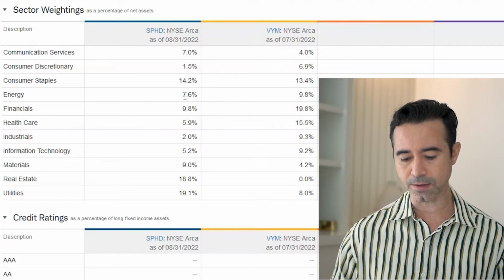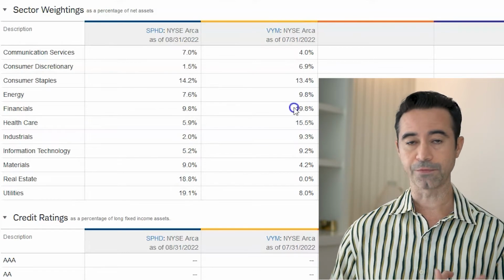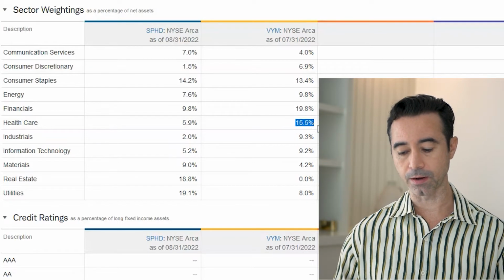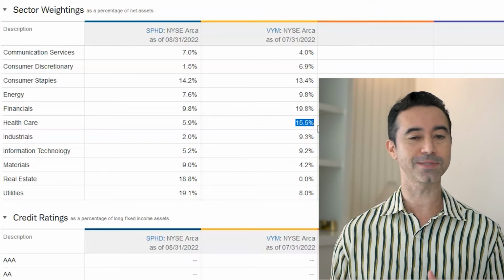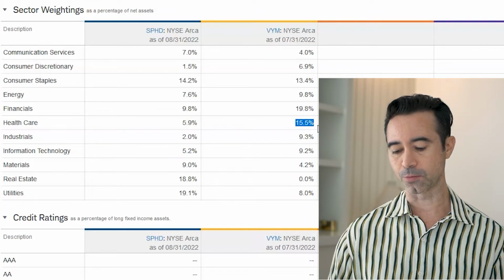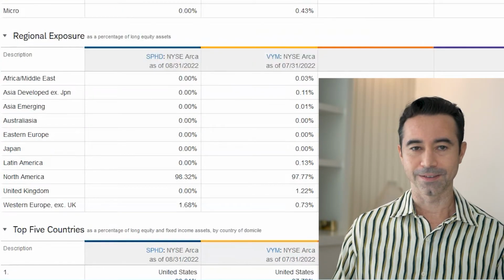Now in terms of sectors, the highest weighting sector for SPHD is actually utilities. Now VYM has the most in financials as its top, and then it has healthcare. And actually I do like those two sectors probably a little bit more than utilities and real estate, honestly. So that's going to go into my decision making here. All right, here we go.